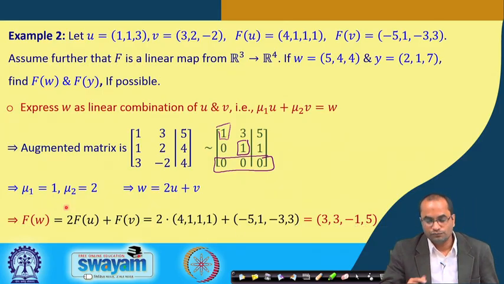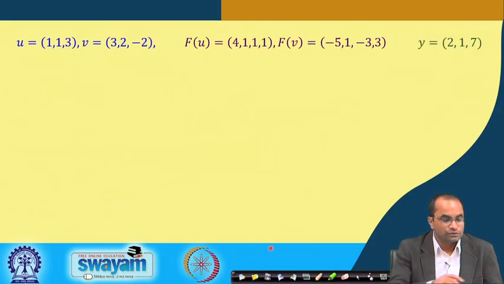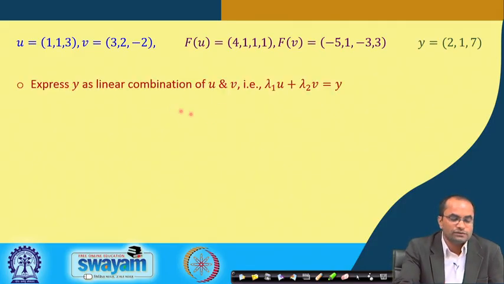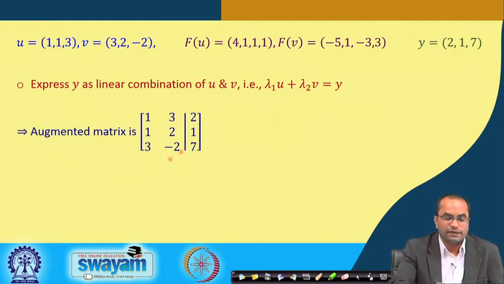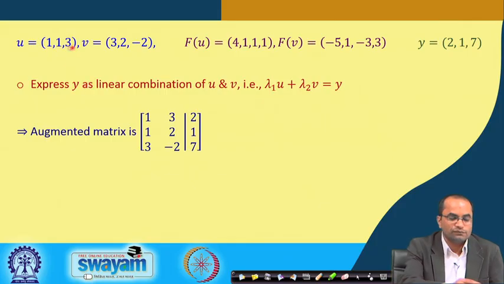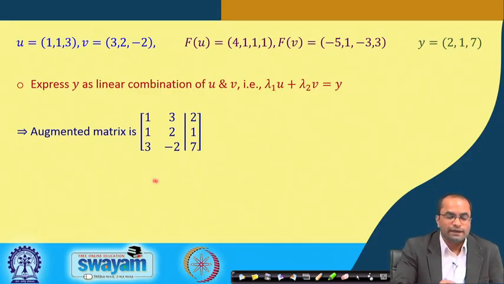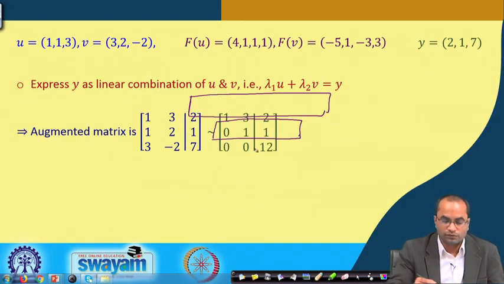Now, we try to do the same steps again for y. So, now y is (2, 1, 7) and we have u and v. Again we will try to express y as a linear combination of u and v, and again we will get the augmented matrix, that is 1 1 3, and then we have 3 2 minus 2, and the right hand side, that is y here, that is (2, 1, 7). Again we will convert it into the row reduced form. So, we got this row reduced form now.